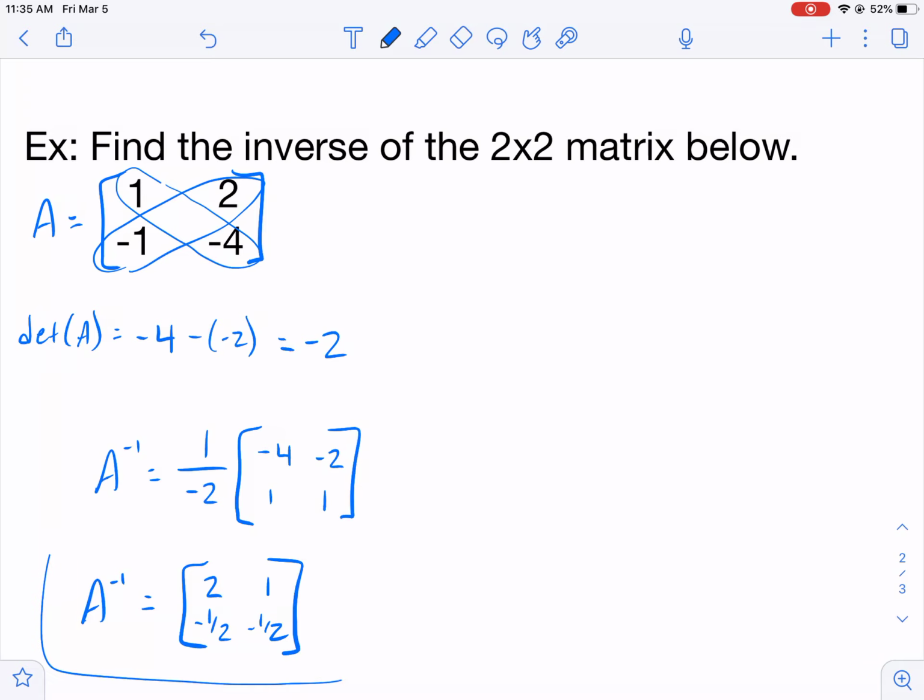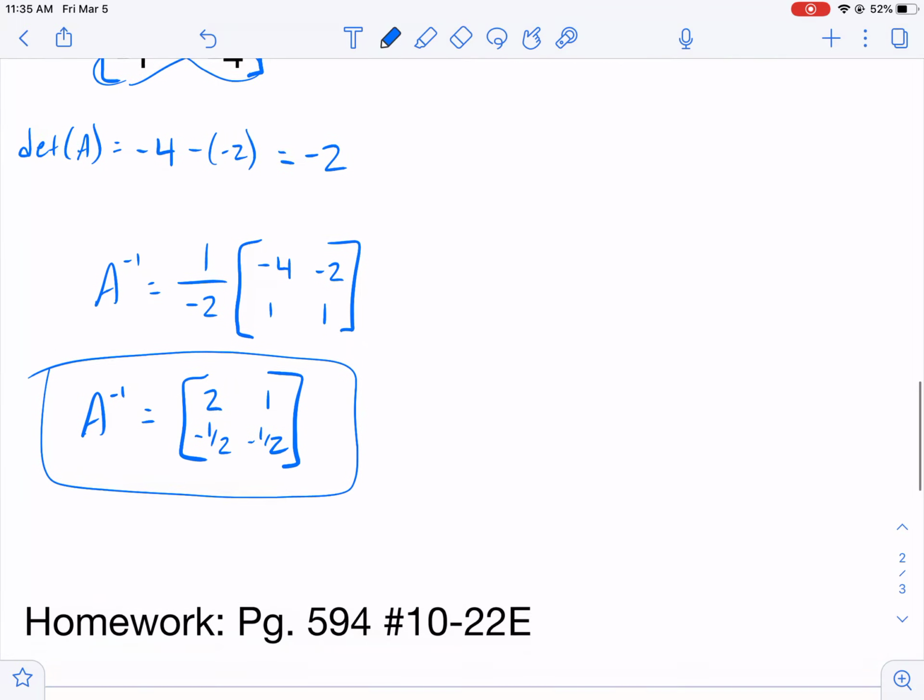So this is the answer that we're going for today. If you want to verify it, you could actually multiply your matrices together. You should get out the identity matrix, but I'm going to hope that I did that right. So that is all we're doing today.